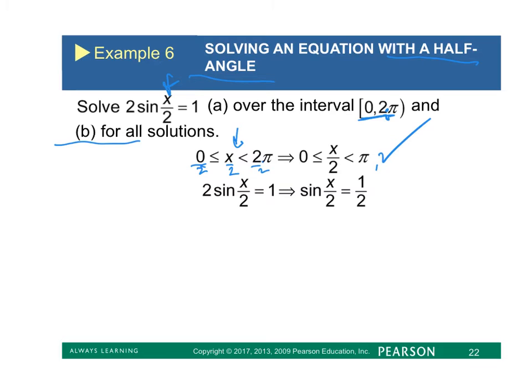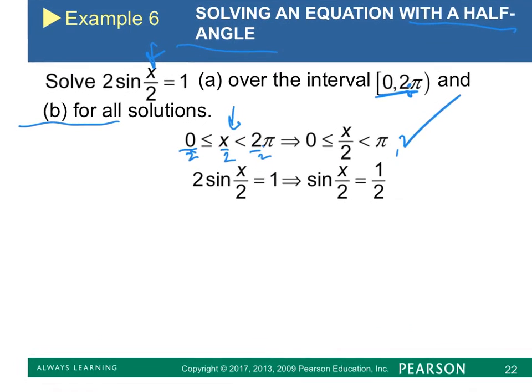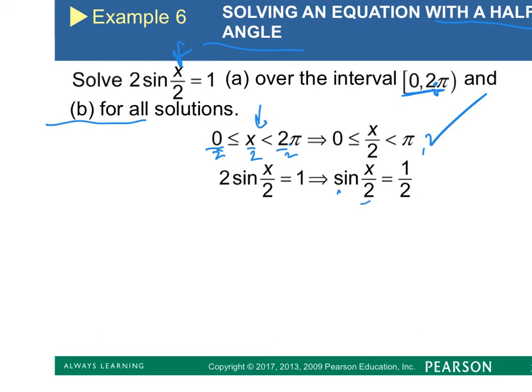Here's my problem. 2 sine of x over 2 equals 1. Divide both sides by 2, you get sine of x over 2 equals a half. Well, here's what I tend to do. Sine of what is a half? Hopefully you remember that a 30-degree angle, opposite over hypotenuse, with the square root of 3 down, that will be what we're talking about, a 30-degree angle.